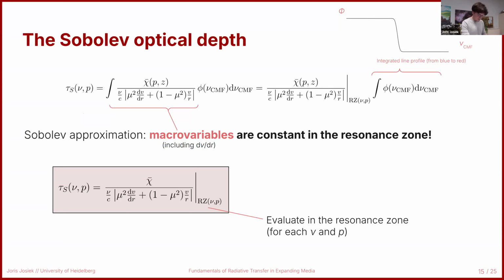Okay, so now we have this Sobolev optical depth. And now from this, it's quite easy to get to the intensity, because we have the closed formal solution.